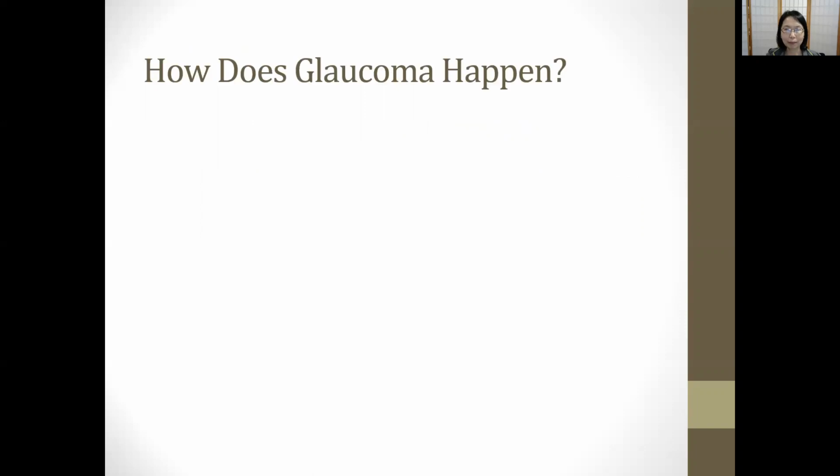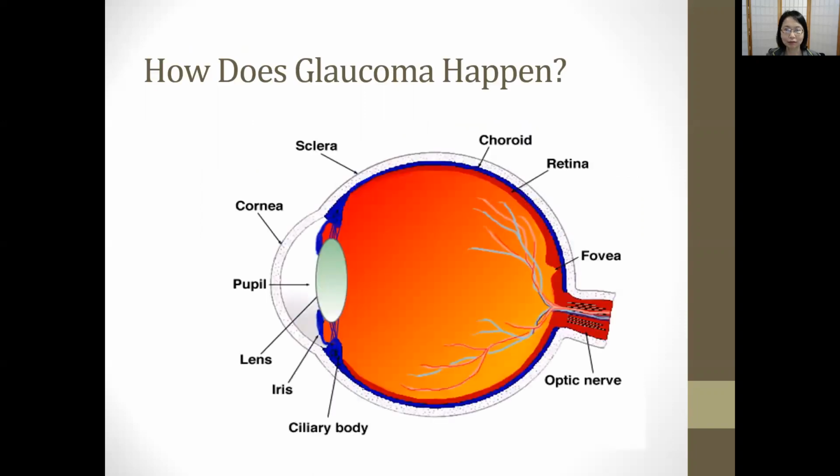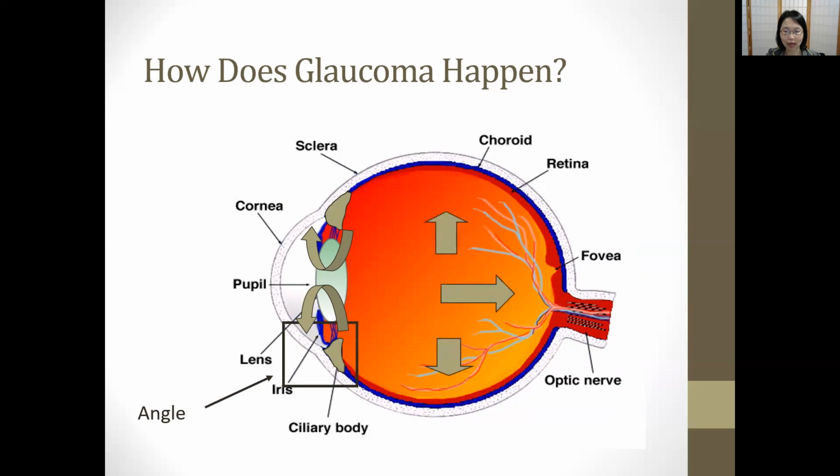How does glaucoma happen? This is a very simplistic view of the eye. I'm just going to briefly touch on aqueous humor dynamics here, and we're going to elaborate on this further. First of all, the fluid of the eye, or the aqueous humor, is made by the ciliary processes behind the iris. Aqueous humor travels through the pupil and is drained in the structure known as the angle. And if the angle does not drain properly, pressure can build up in the eye, causing damage to the optic nerve and leading to visual field loss.